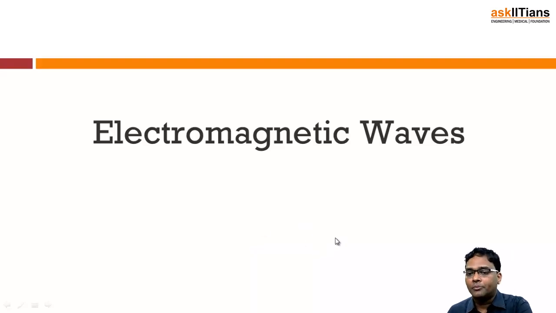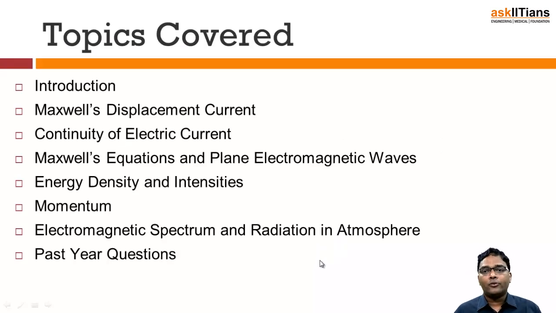So let's talk about electromagnetic waves. The topics that we are going to discuss: we will introduce what exactly an electromagnetic wave is, which is the start of the chapter to be precise. Followed by, we'll try to understand the necessity of introducing the displacement current concept, that is, Maxwell's displacement current. That will be followed by the continuity of the electric current, and what exactly it means.